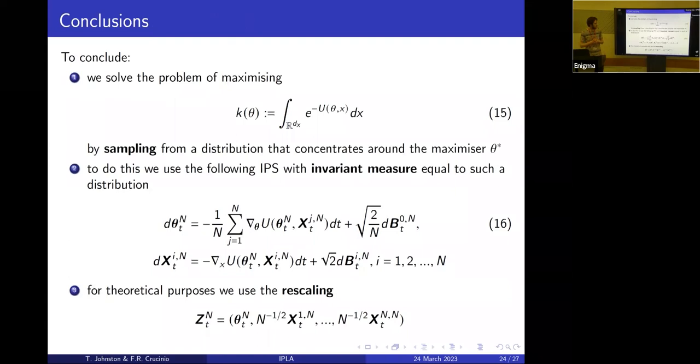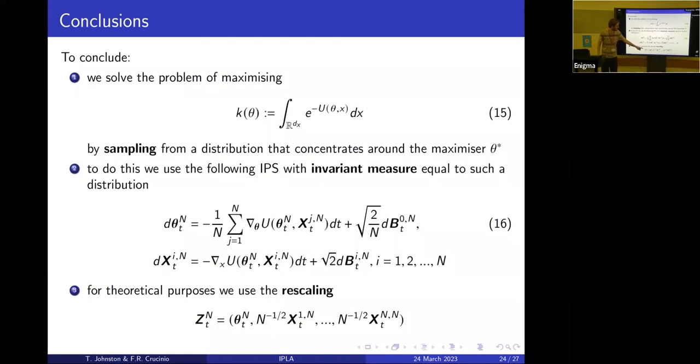So just to recap, we want to maximize this function here, which naturally arises in latent variable models, to try and optimize the parameters, as Francesca discussed. And we do this by sampling a distribution that concentrates around the maximizer. This is very much in the spirit of the simulated annealing technique, where we use an unadjusted algorithm without an accept-reject stage. And we do this using this IPS here, which has a very nice invariant distribution, where we add a scale of noise to this particle diffusion.